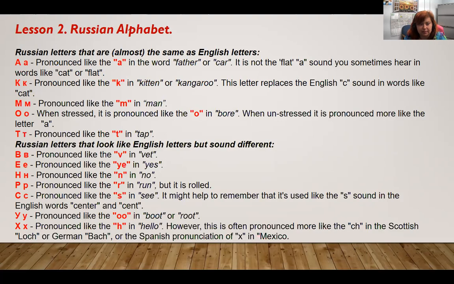S, pronounced as S in the word see. Visually, it might help you to remember that it's pronounced as S in the word center or cent, and it even looks like that. Russian S sounds and looks like English S in the word center or cent. Next letter is U, like U in boot or root. U.